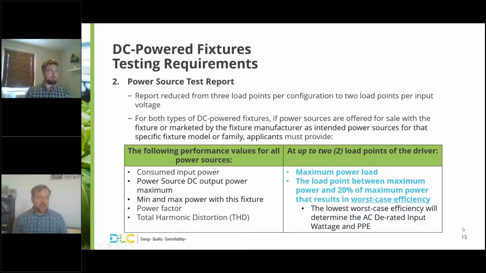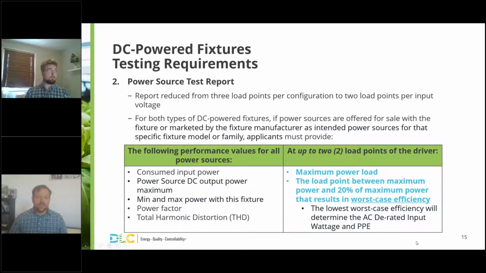Of course, that maximum power load is dependent on the actual number of fixtures that can be powered with the power source and fixture combination in question. So it's not necessarily the maximum rated load of the power source itself. And once again, that lowest worst case efficiency of all the input voltages available for that power source is the one that's going to be used to determine the ACD rating conversion efficiency that feeds into the input wattage and PPE listing.